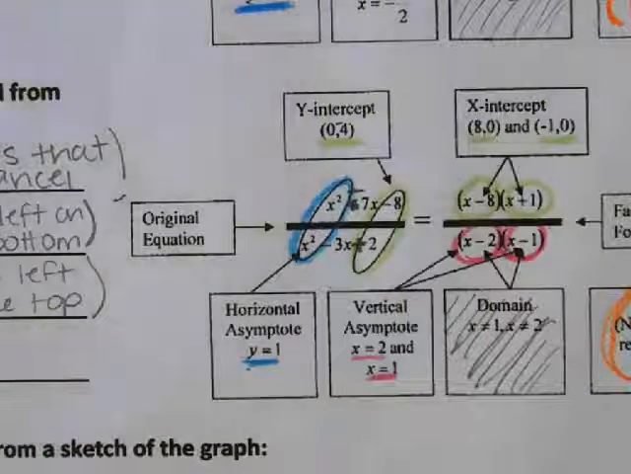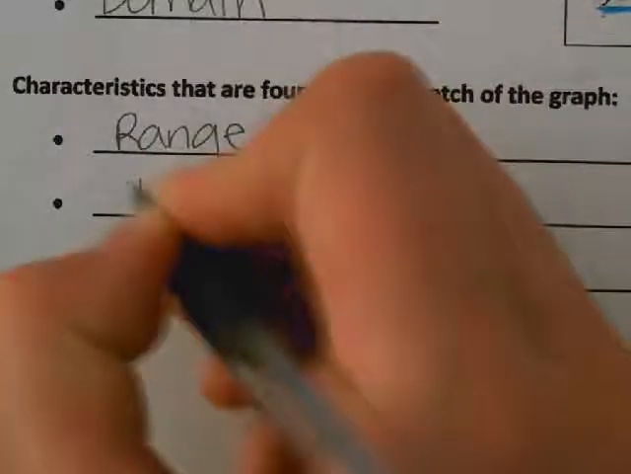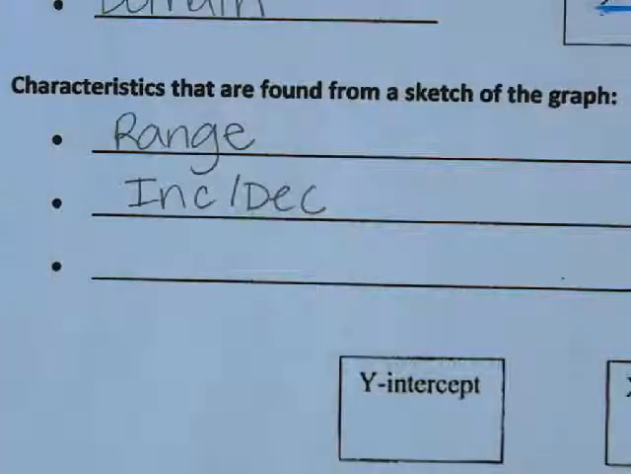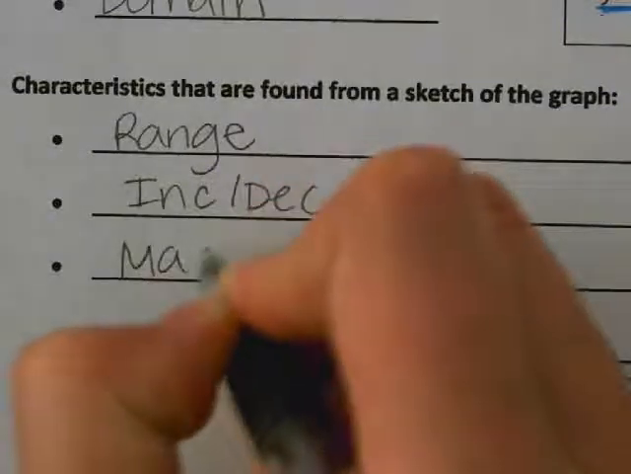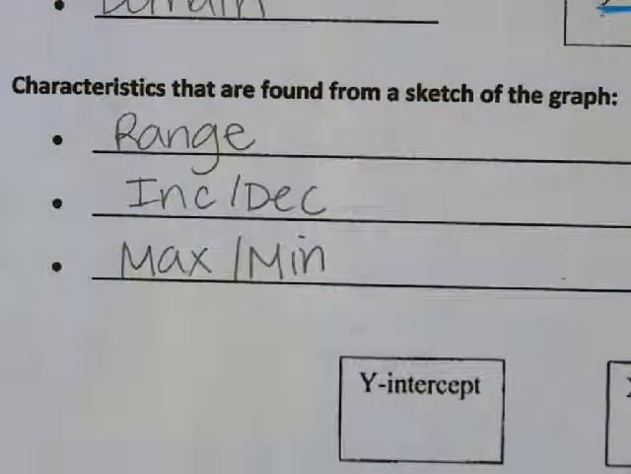Okay, so the other characteristics that we are not going to look for today, but these are the ones that are found from the graph. The range, that is something that we are not going to find from the equation. The increasing and decreasing intervals, we are not going to find from the equation. Those are going to be from the graph. And then any max or min, in calculus, you can find it from the equation, but we are not in calculus, so we are going to find it from the graph.